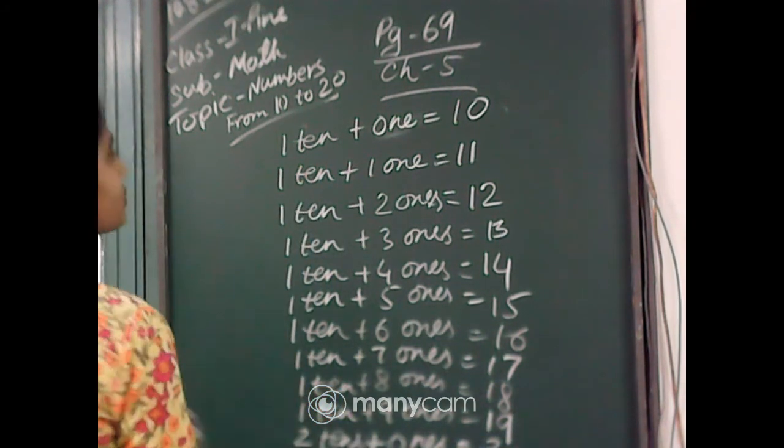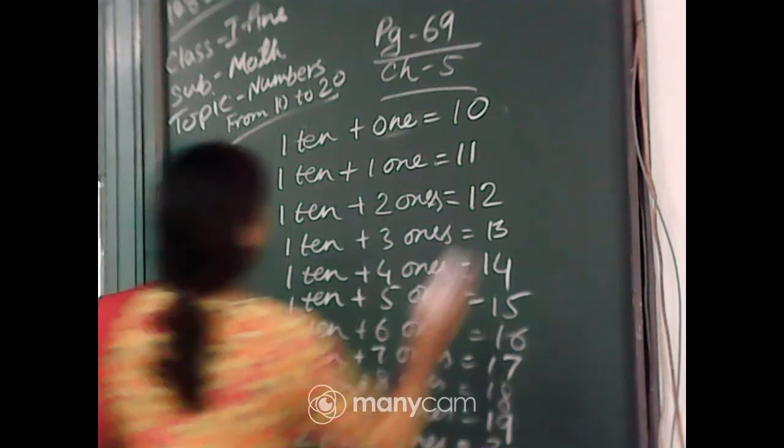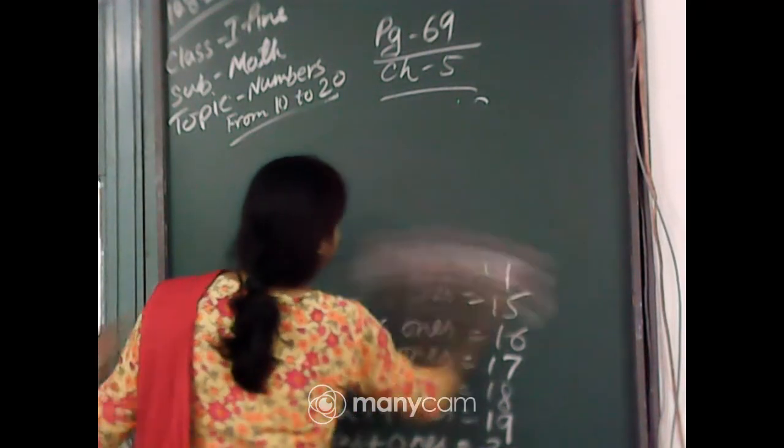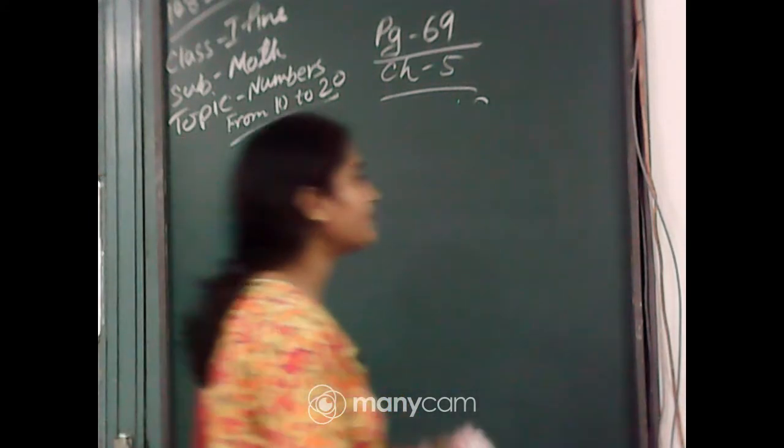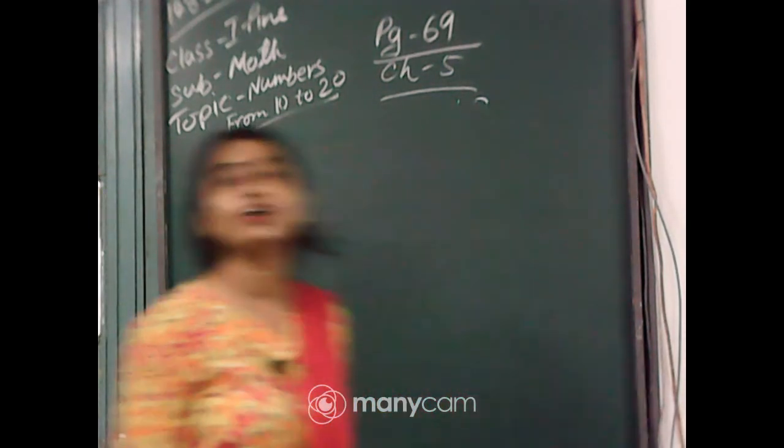Yes Kaustav, very good. Now let's see, that means 2 tens plus 0 ones equal to 20.